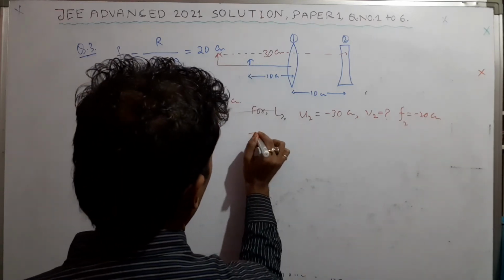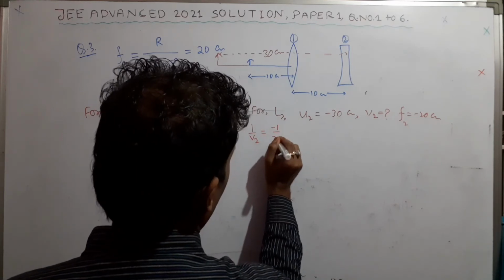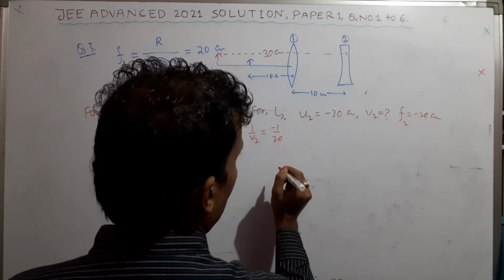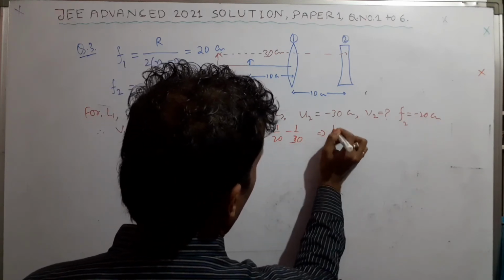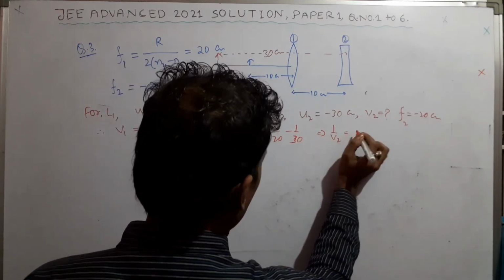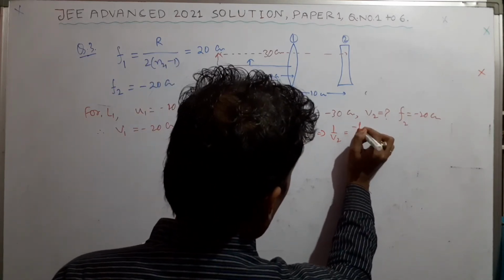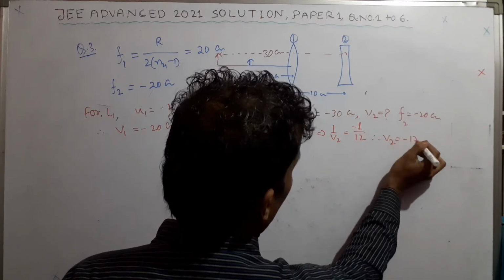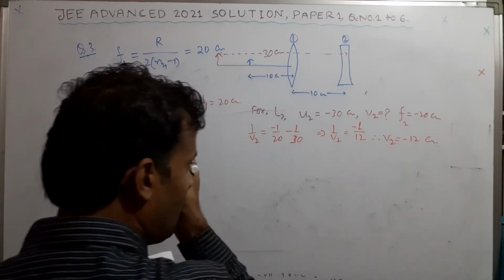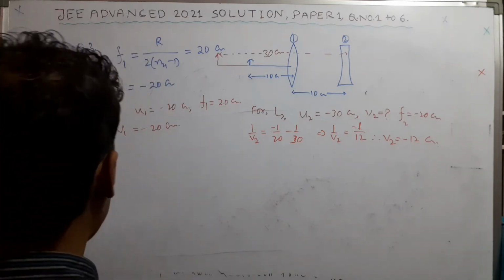So by using the lens equation we can find that -1 by 20 equals 1 by v2 minus (-1 by 30), and that turns out to be 1 by v2 equal to -1 by 12, therefore v2 is equal to -12 centimeter. So clearly we have found this. Now we have to find the magnification for both the lenses.